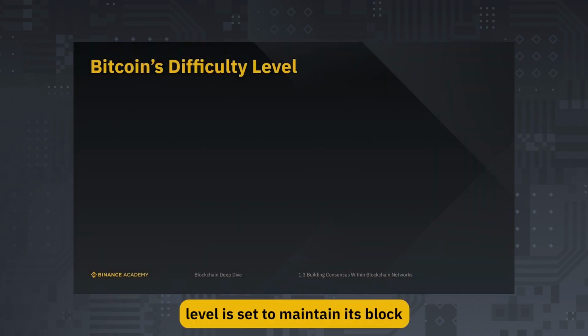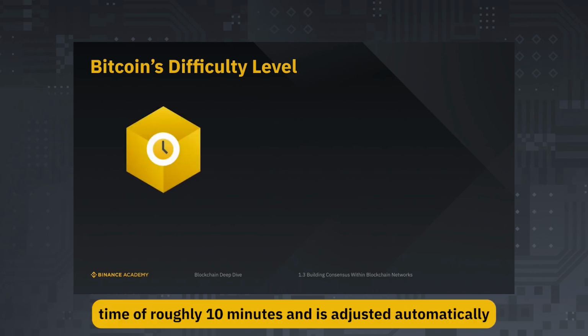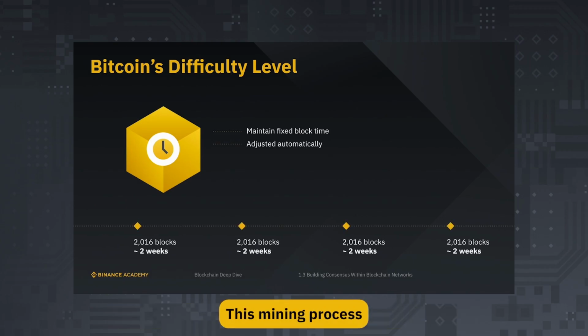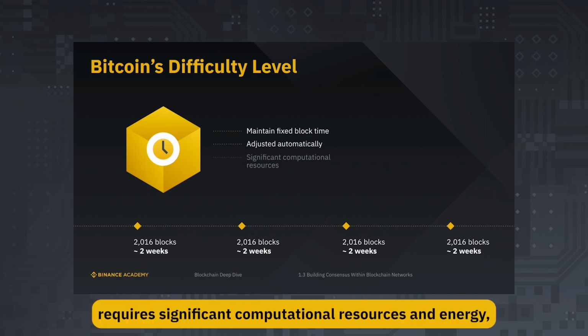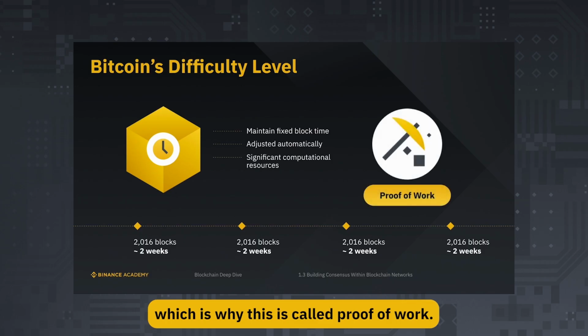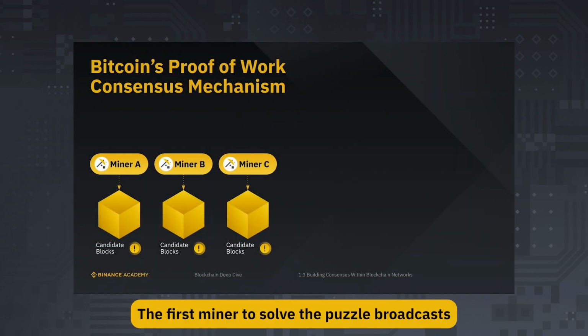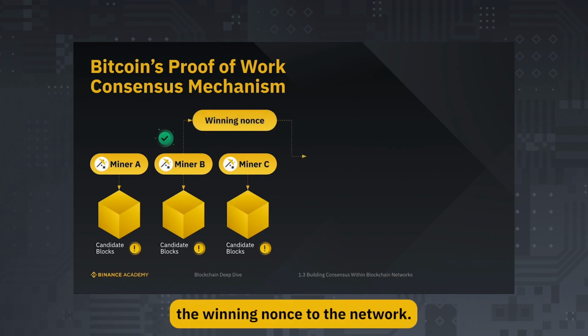Bitcoin's difficulty level is set to maintain its block time of roughly 10 minutes and is adjusted automatically after every 2016 blocks, which takes approximately 2 weeks. This mining process requires significant computational resources and energy, which is why this is called proof of work. The first miner to solve the puzzle broadcasts the winning nonce to the network.